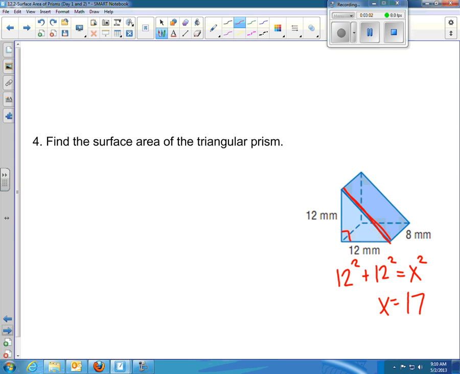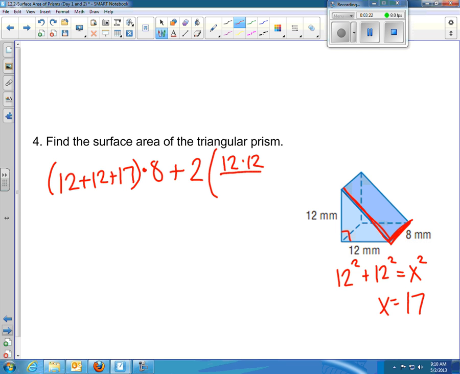All right, so perimeter of our base. 12 plus 12 plus 17 times the height. Remember, the height's the number not included in the base, plus our 2 base areas. All right, our base area for our triangle is 12 times 12, and we divide by 2. Going ahead and doing this, let's do our first part, 12 plus 12 plus 17 times 8. Do that out on your calculator. And we get 328.